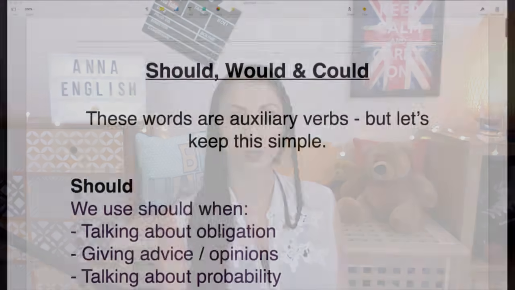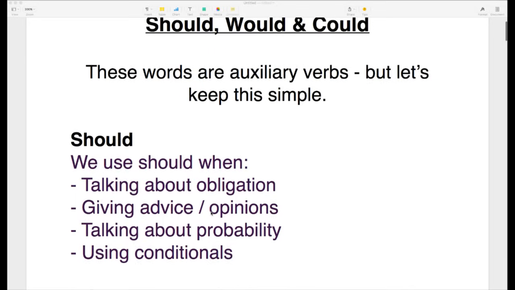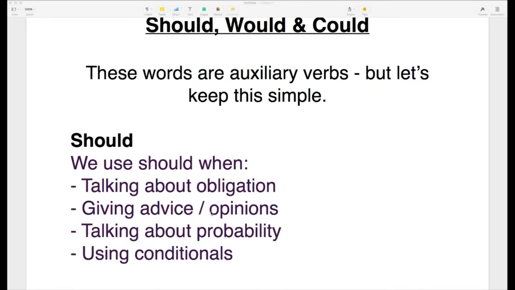So the first word we're going to look at is the word should. Now, technically, let's go through the examples. Sorry, the uses. So we use the word should, usually under four circumstances. We talk about it when we're talking about obligation. We use it when we're giving advice or opinions. We use it when talking about probability, and we use it when we're using conditionals.